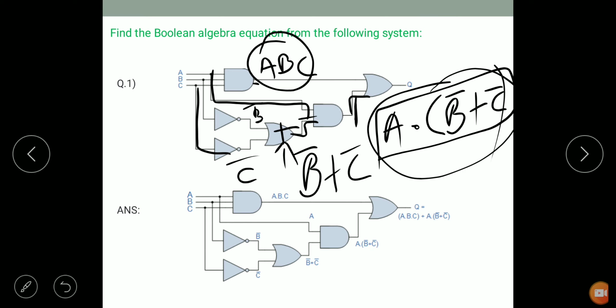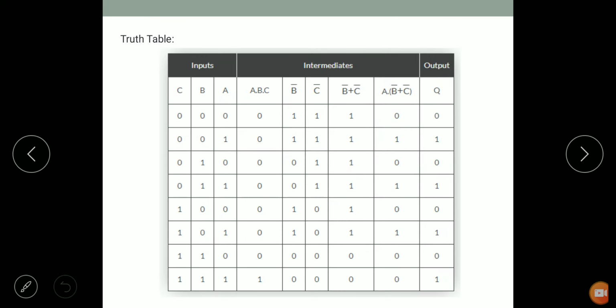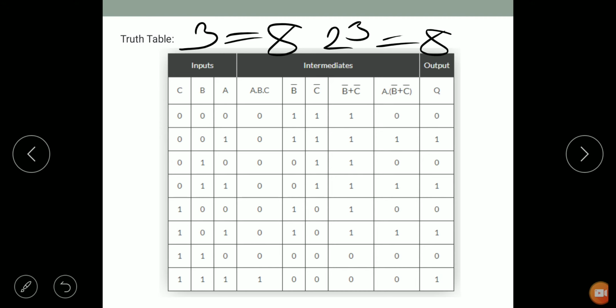Okay, now we see the second problem. If we draw the truth table for that, then ABC, here three variables are there. Okay, that is three inputs are there, so combinations are 8. How is it possible? Because 2 to the power 3 is nothing but 8, and we discussed in the previous lecture that half of 8 is nothing but 4, and we will start the truth table by using 0. Okay, so you have to write like this, ABC.